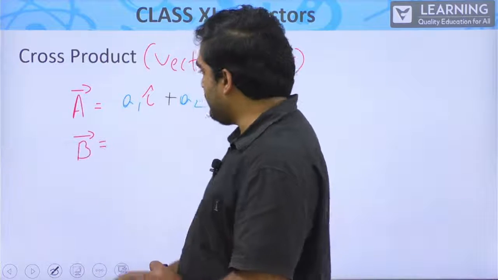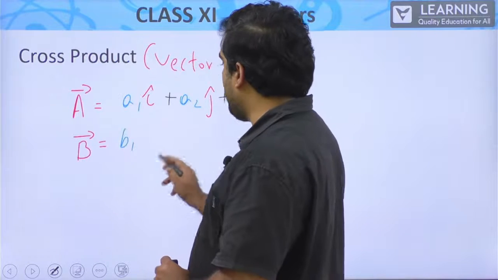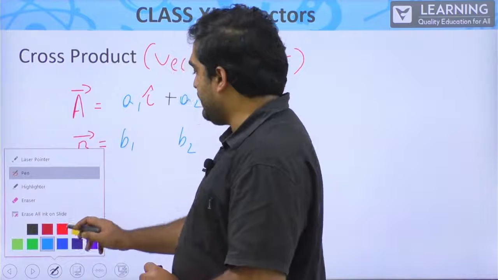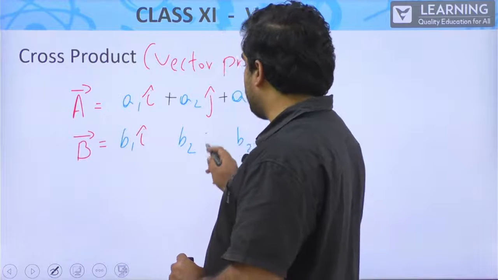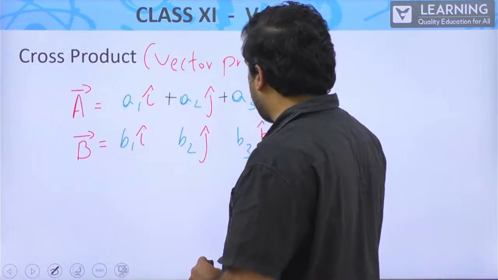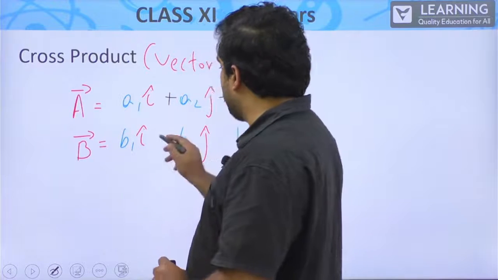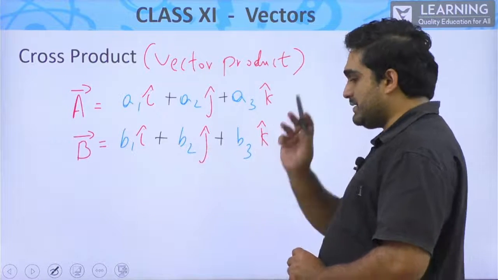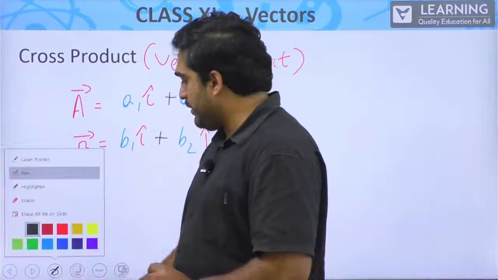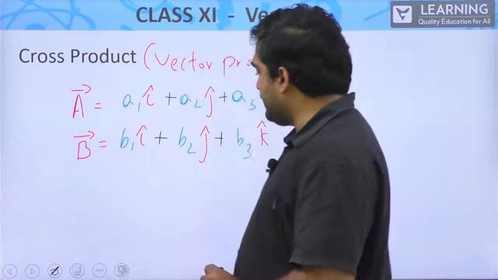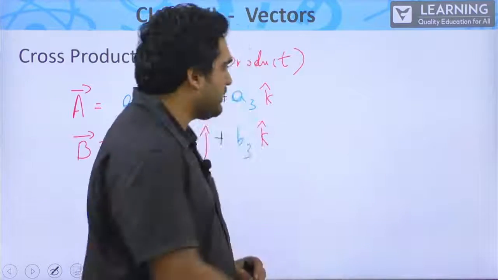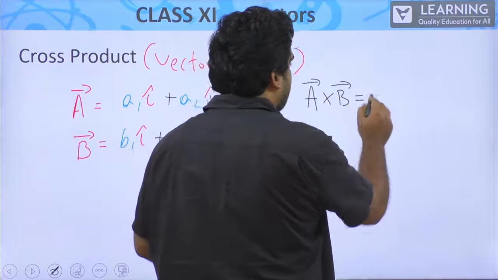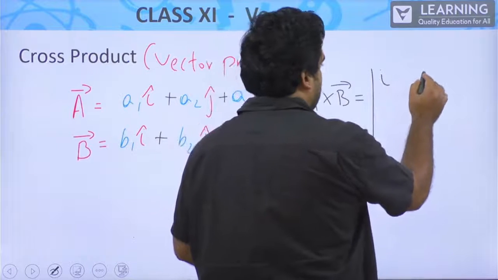Similarly, for the B vector, I represent it with B1, B2, B3, and then i cap, j cap and k cap are their unit vectors, plus, along the x-axis, y-axis, z-axis. The cross product of these two vectors, A vector cross B vector, can be identified by using matrices.